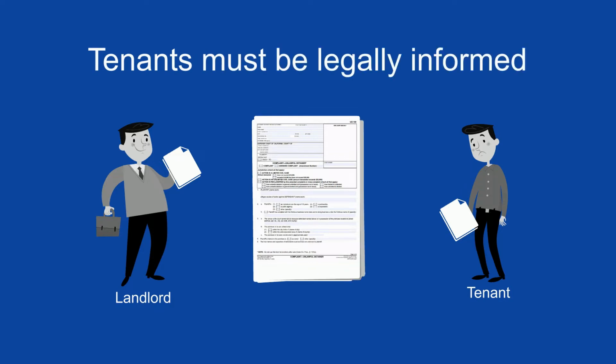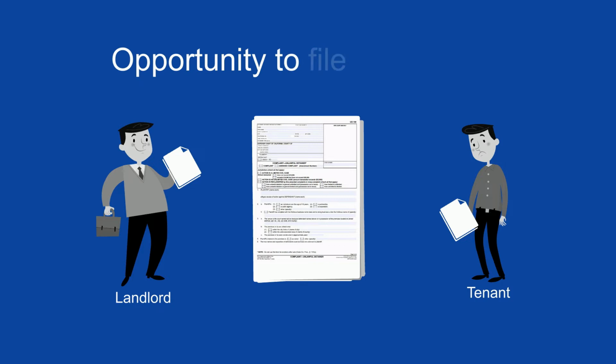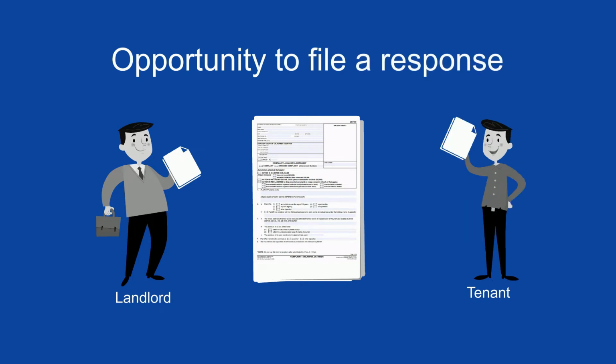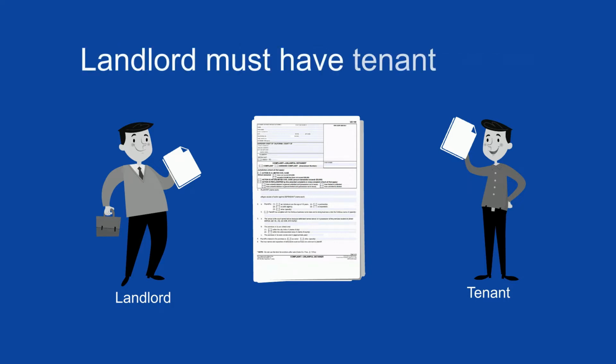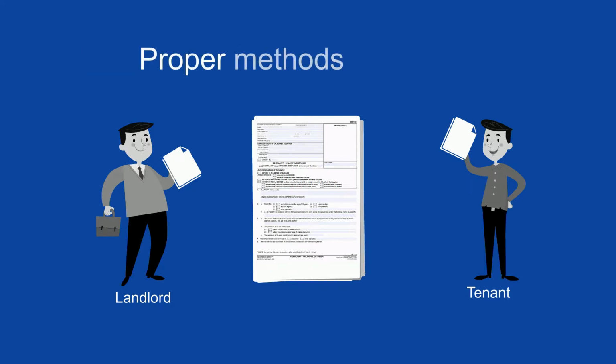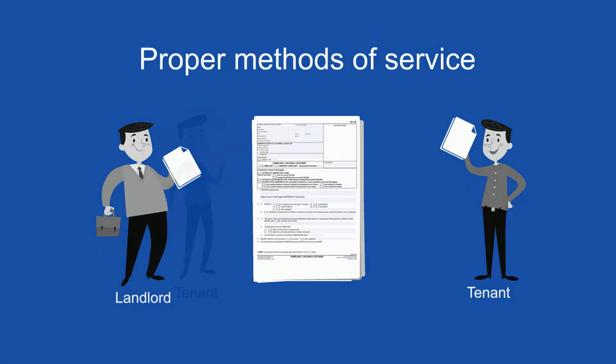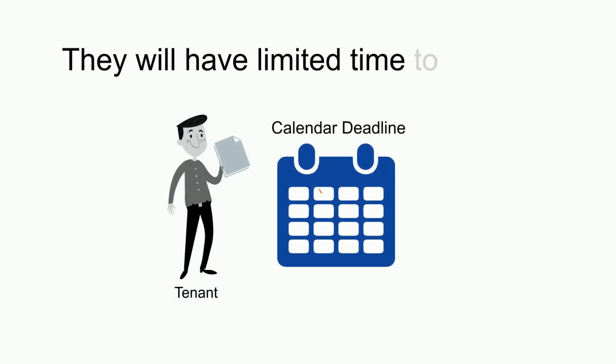Tenants must be legally informed as to the reasons for the eviction and be provided with an opportunity to file a response with the court should they choose to do so. The landlord must have the tenant served by using proper methods of service. Once the tenant is served, they will have a limited amount of time to respond to the lawsuit.